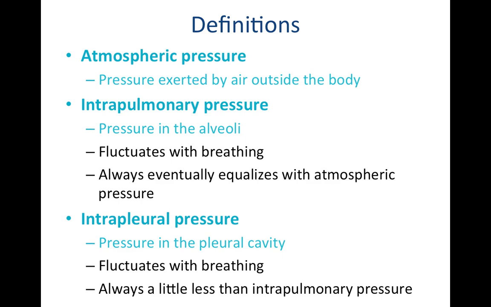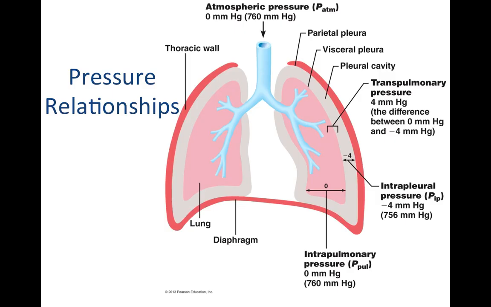Intrapleural pressure is the pressure within the pleural cavity, so between the visceral and parietal pleura, that serous membrane. This also is going to fluctuate with breathing. It is always just a little bit less than the intrapulmonary or alveolar pressure. So as your intrapulmonary or alveolar pressure changes, so does the intrapleural pressure, but it's always a little bit less.